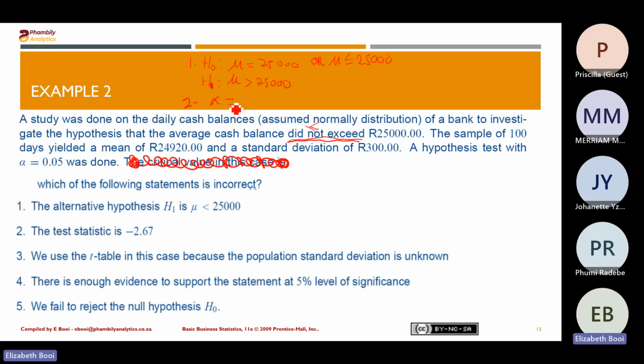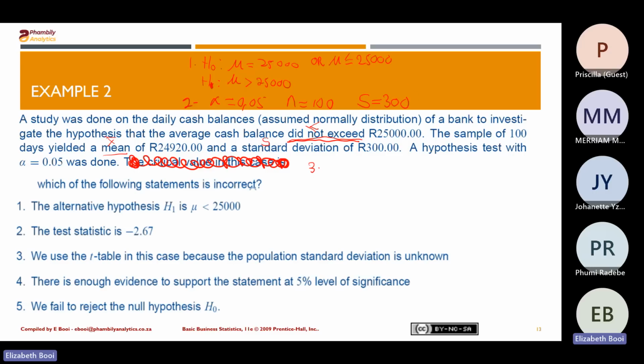Step number 2, state whatever is given. What is our alpha? They told us that alpha is 0.05, and our sample size is 100. And we can ask ourselves, what is it that they have given us? They say the sample of 100 yielded a mean. Because this is from the sample, the mean is X bar, the standard deviation from the sample is S. So we are given S of 300.